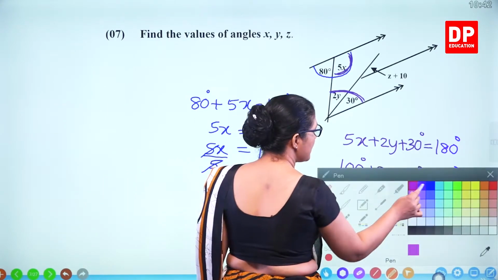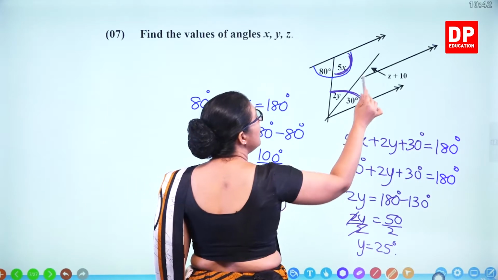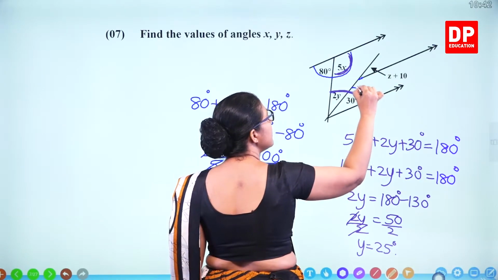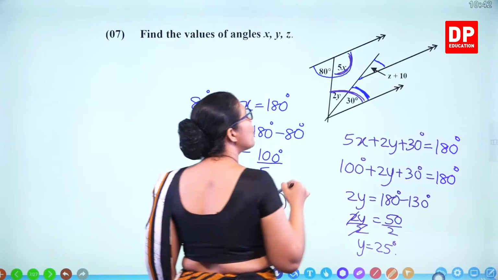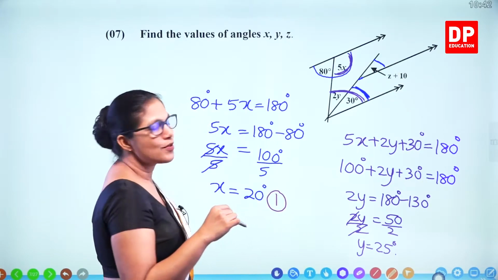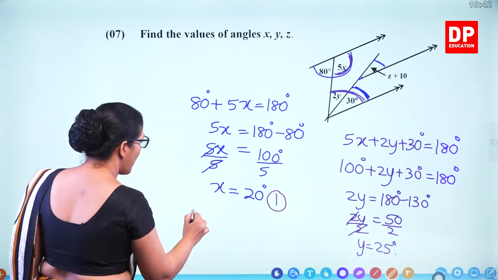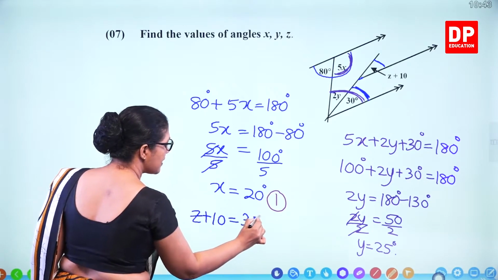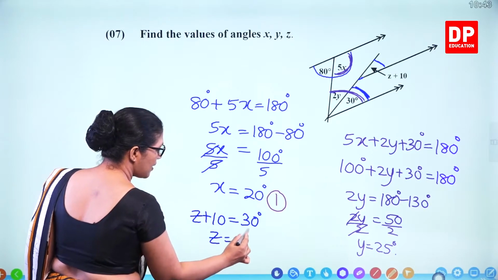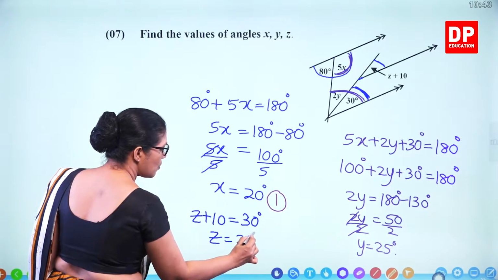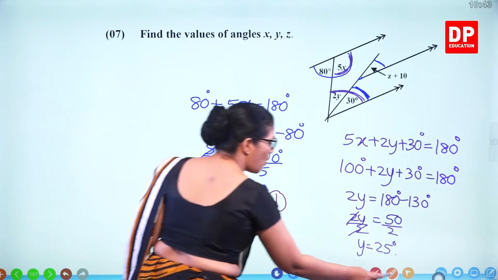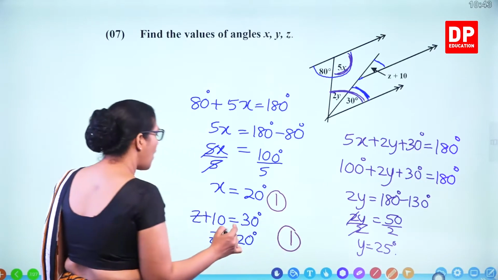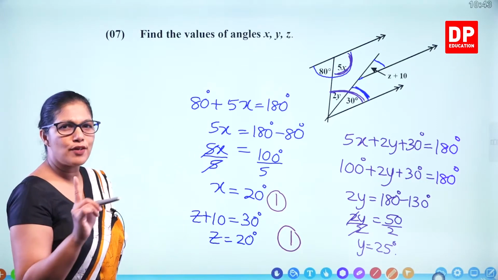How do you find Z? Look at this line and these two lines. This angle and this angle both are corresponding angles. Those are equal. Z plus 10 is equal to 30 degrees. So what's Z? 30 minus 10, 20 degrees. So for all correct answers, you get 2 marks. If one is correct or 2 correct, you get 1 mark.